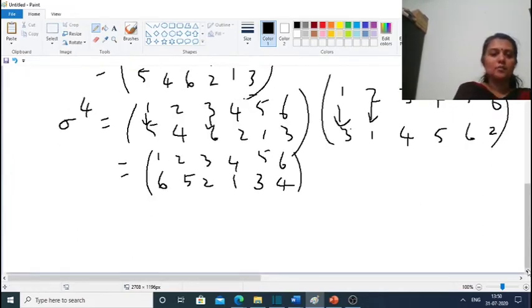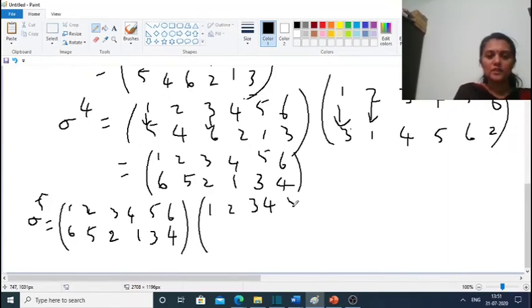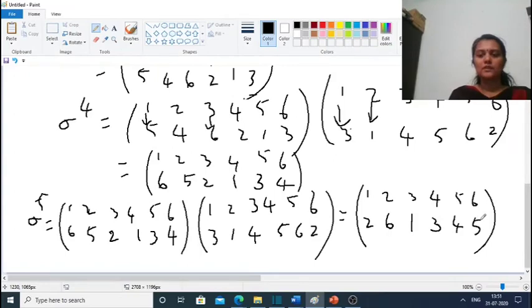Now we have to find sigma raised to 5, which is equal to sigma raised to 4 into sigma: (1 2 3 4 5 6 / 6 5 2 1 3 4) into sigma (1 2 3 4 5 6 / 3 1 4 5 6 2), which is equal to 1 2 3 4 5 6. 1 goes to 3, 3 goes to 2, 2 goes to 1, 1 goes to 6, 3 goes to 4, 4 goes to 1, 4 goes to 5, 5 goes to 3, 5 goes to 6, 6 goes to 4, 6 goes to 2, 2 goes to 5. This is sigma raised to 5.